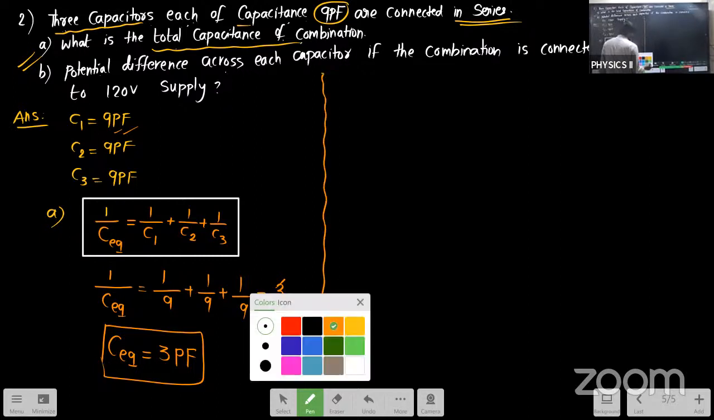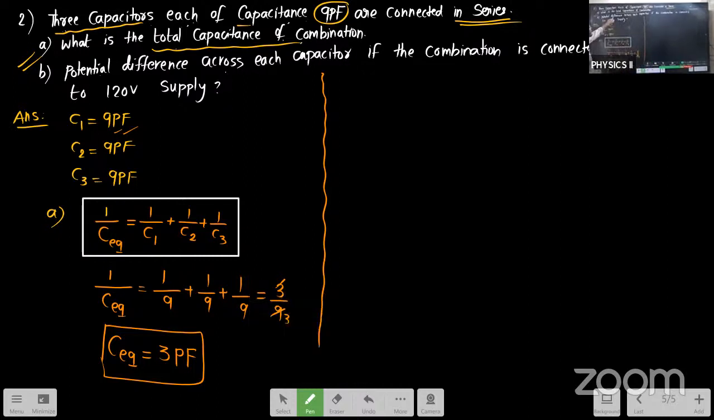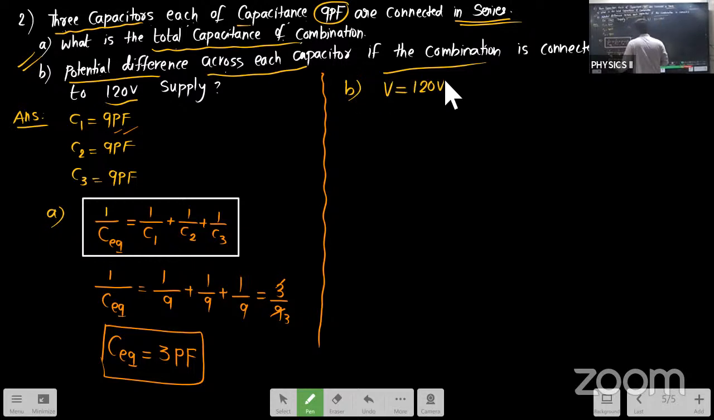Okay, good. Let us solve this second question. What is our second question? It asks you to determine the potential difference across each capacitor if the combination is connected to a 120 volts power supply. So here, the given voltage is V equals 120 volts. The equivalent capacitance we got is C equivalent equals 3 picofarad. What is it asking you to determine? Potential difference across each capacitor.